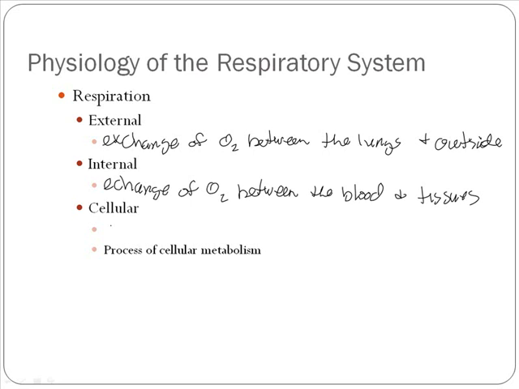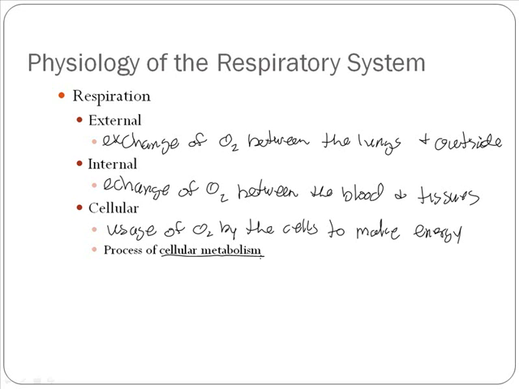The third type of respiration that we actually have on a regular basis is something called cellular respiration, and this might be a little bit more familiar to people who have had advanced biology classes. Cellular respiration is actually the usage of oxygen by the cells to make energy. That technically is cellular respiration, and we actually do call this something different. We actually call this cellular metabolism. That is actually cellular respiration.